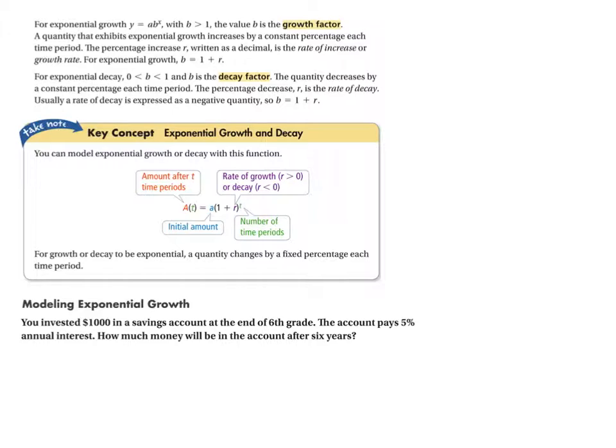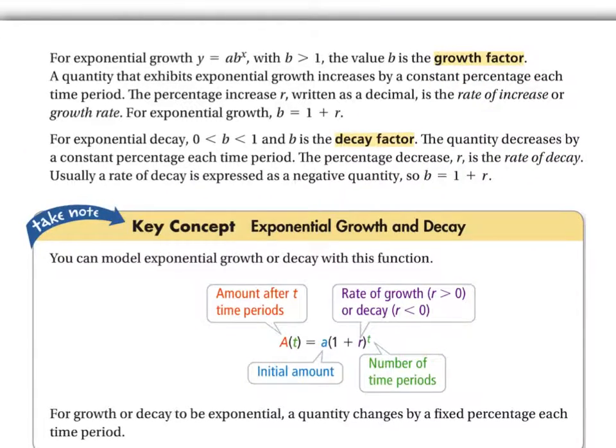So first off, if we're talking about exponential growth, like we did yesterday, we know that it follows this pattern for the equation: y equals a times b to the x power, where b had to be bigger than 1 for it to be exponential growth, right? Well, therefore, the b is called the growth factor. That's telling us how much it's growing by each time. Okay, we're multiplying it by that factor of b every time. So a quantity that exhibits exponential growth can increase by a constant percentage.